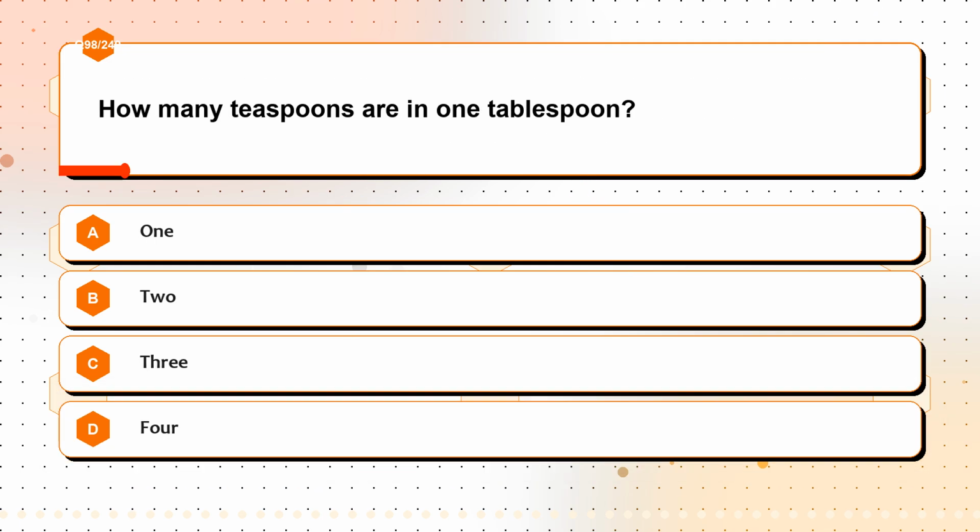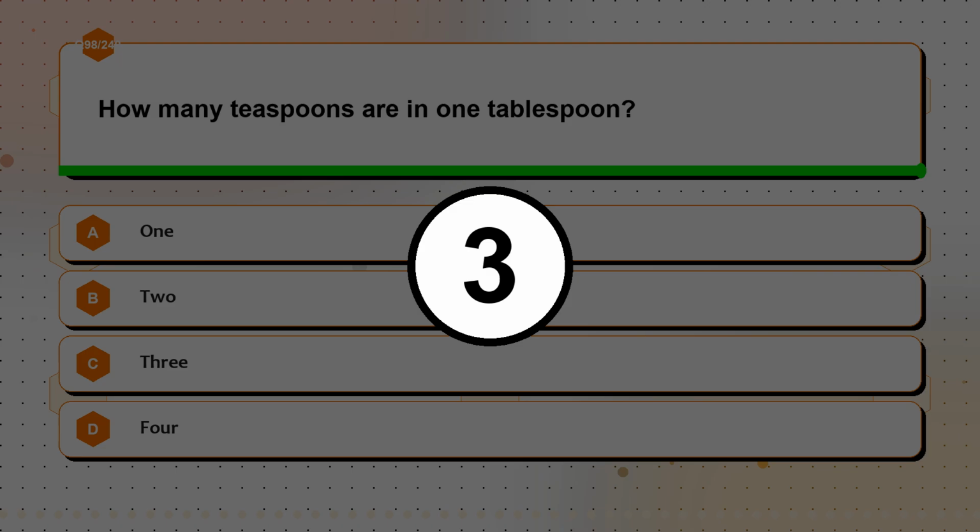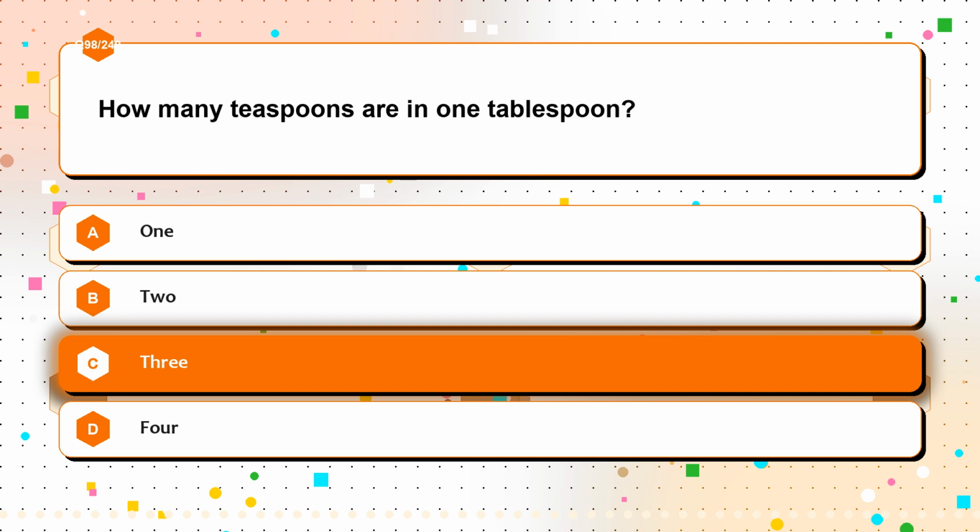Question 98. How many teaspoons are in 1 tablespoon? Here are the options. Option A, 1. Option B, 2. Option C, 3. Option D, 4. The correct answer is option C, 3.